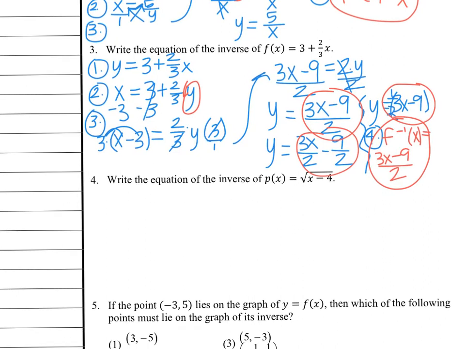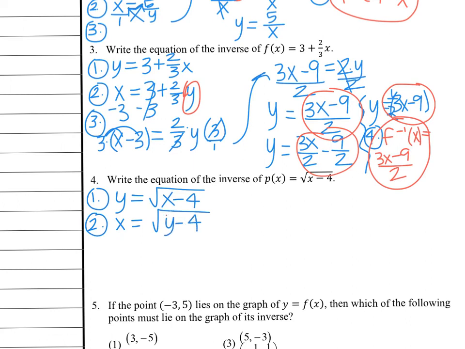So a square root function, we're going to treat exactly the same. So step 1, replace your p of x with a y. So y equals square root of x minus 4. Step 2, switch x and y. X equals square root of y minus 4.